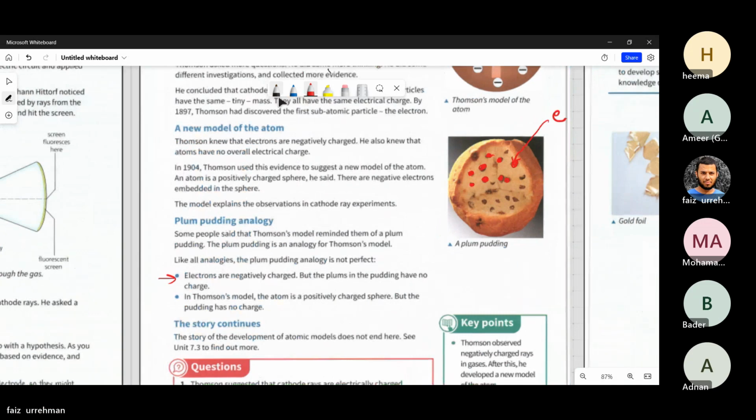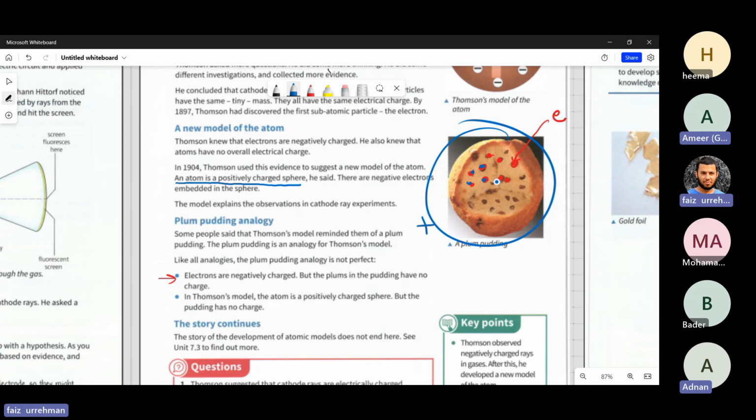But I need to check it one more time. What he said: an atom is a positively charged sphere, and he is saying that overall, it is positive. Look at what he's saying. An atom, the full structure, is a positively charged sphere. He said there are negative electrons embedded in the sphere. Embedded means put here.